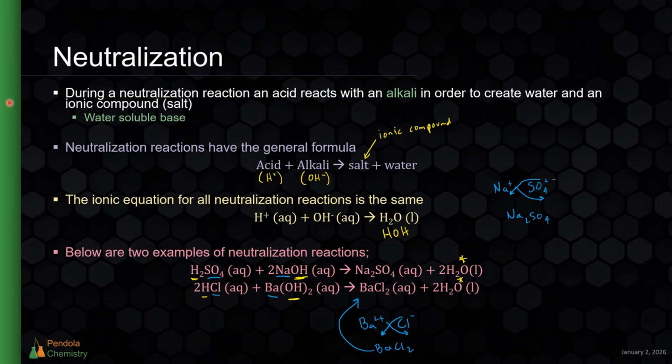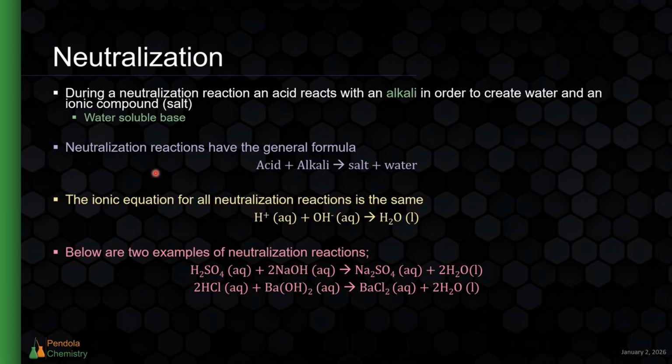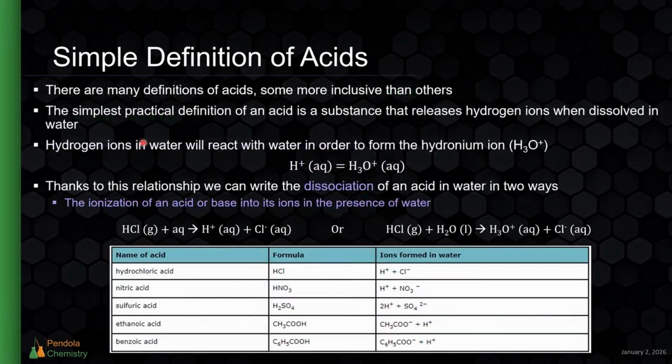So let's keep going and talk about what exactly is an acid and what exactly is a base. So let's start with a simple definition of an acid, because there are actually many different definitions of acids and bases. Depending on the theory you're working with, I think there are 4 in total. We are only going to work with 2 of those 4, because that's what's in the curriculum, but also makes our lives a lot easier.